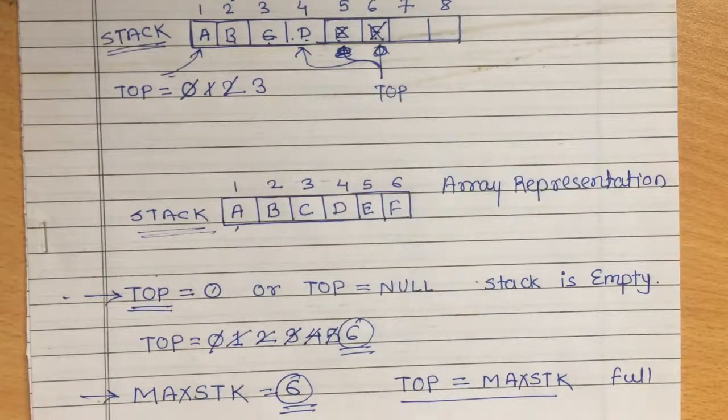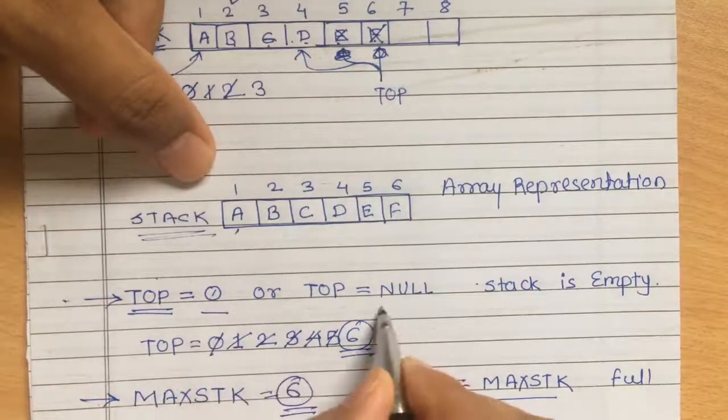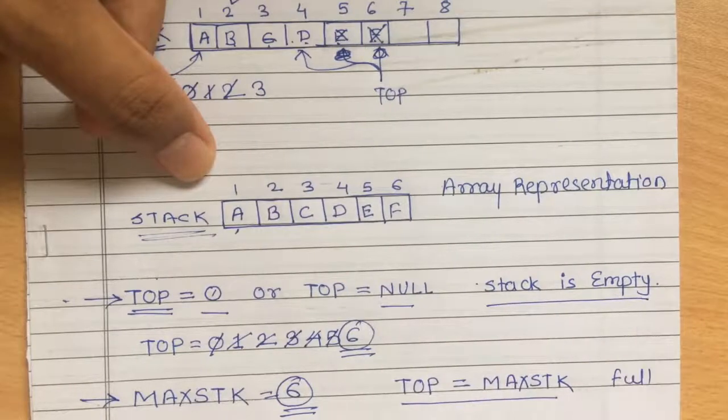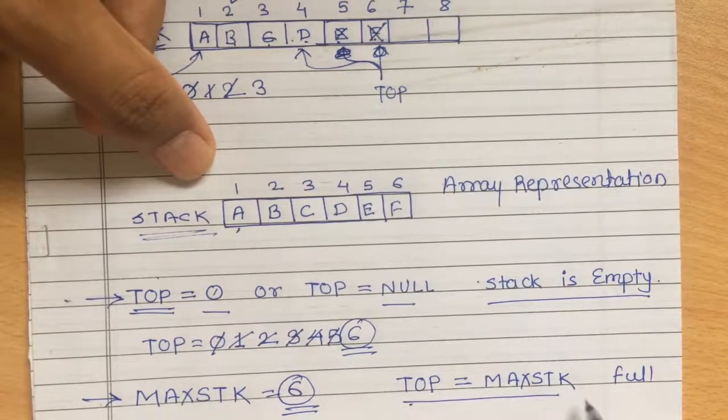So a total of 6 elements are there. In the case of a linear array, we have two terms to use. The first term is top. This top is a pointer variable which contains the location of the top element of the stack, and the second variable is max stack. The max stack gives the maximum number of elements that can be held by the stack. If top is equal to 0 or null, it means your stack is empty. When the value of top is equal to max stack, it indicates that your stack is full.